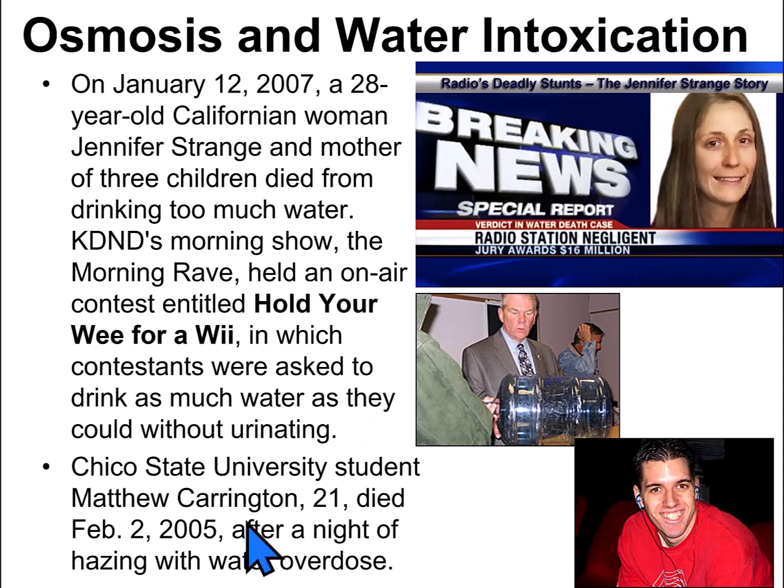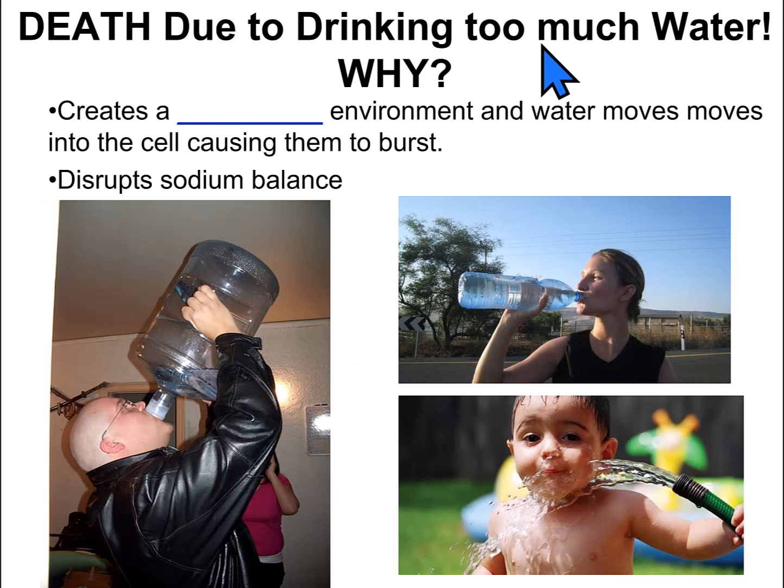Chico State student Matthew Carrington, age 21, died February 2nd, 2005 after a night of hazing with a water overdose. So there's a container right there that he had to drink, and fraternities were going, oh, okay, well, we're not going to have him drink so much alcohol that it causes him to die, so we're going to go ahead and just have him drink a lot of water. Well, they didn't understand osmosis, because as he drank all of that water, it did the same thing as what happened with Jennifer Strange. It diluted the blood, caused a hypotonic environment. Death due to drinking too much water.